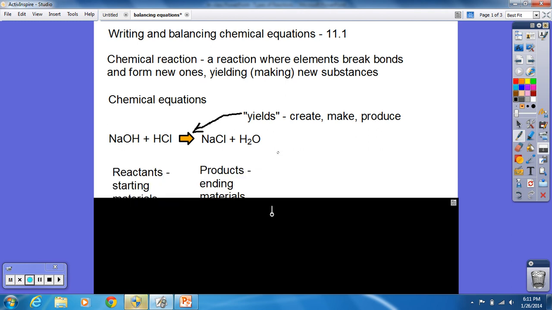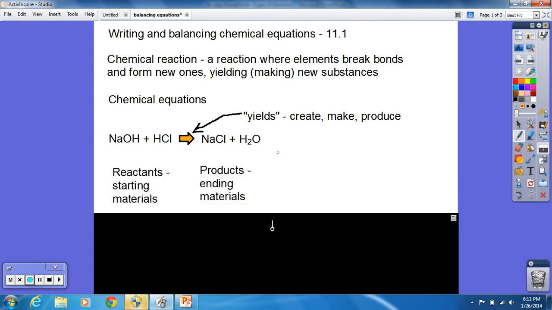So then we have two categories of materials or substances. We have what are called the reactants, and those are our starting materials. They are the things that react. So these here are our reactants. And then you've got the products. These would be the products. They are the ending materials. They're what the reaction produces. So reactants are the things that react to produce the products, the things you end with.